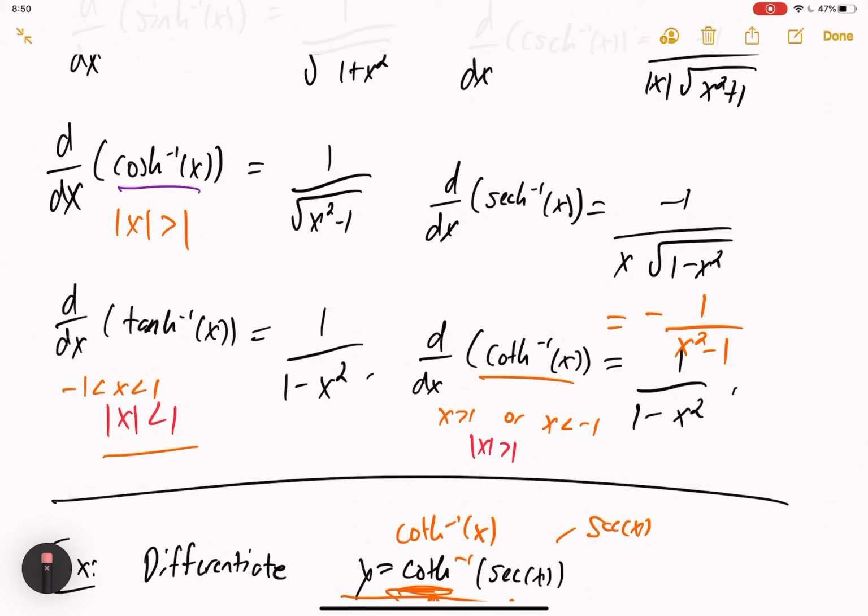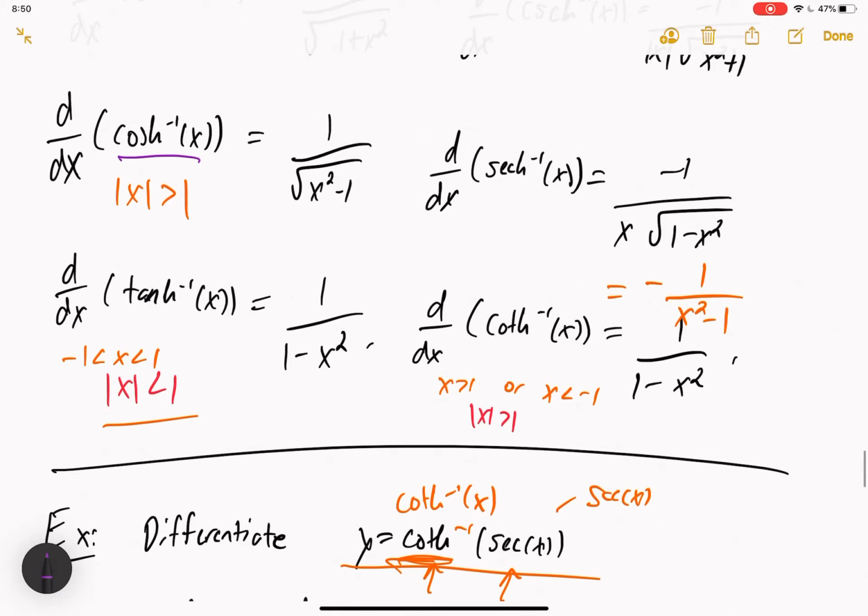So tan inverse of x, the derivative of that, and cot inverse of x. The derivatives here are a bit weird, where the arguments are the same. So you get 1 divided by 1 minus x squared, 1 divided by 1 minus x squared, but they're defined on different values.